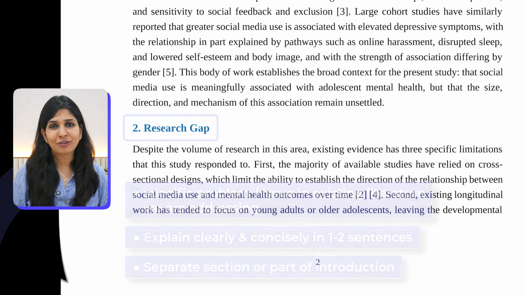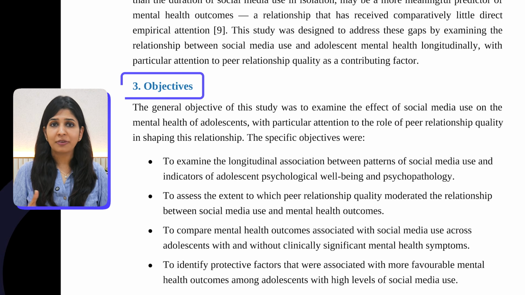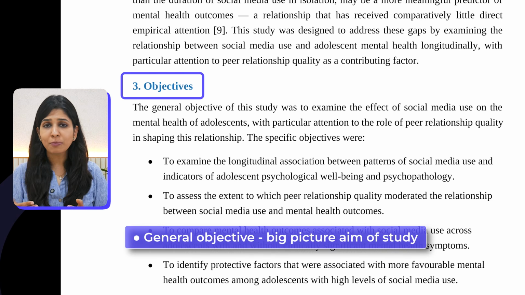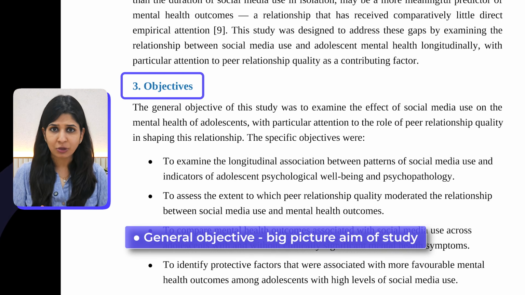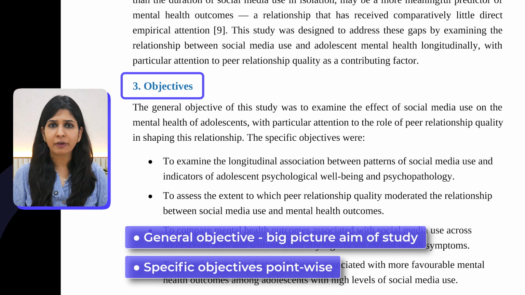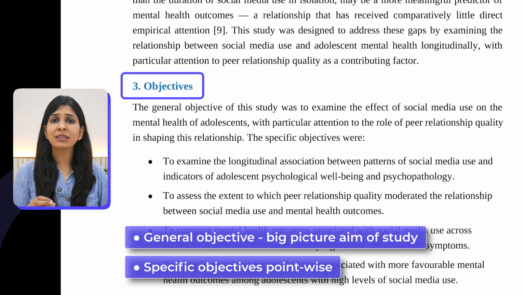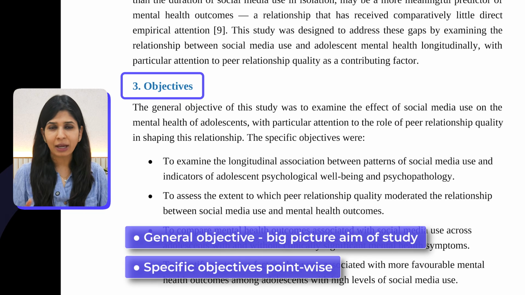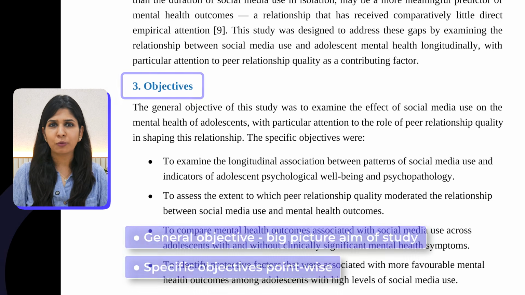After that comes the objective, and this usually includes a general objective, which is like the big picture aim of your study, and some specific objectives underneath it, written point-wise. Now, one thing to keep in mind is that these objectives should be the ones that you actually ended up doing and not the ones that you initially proposed.